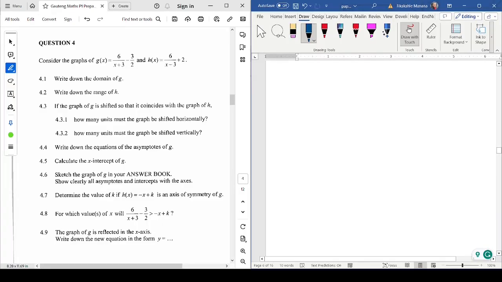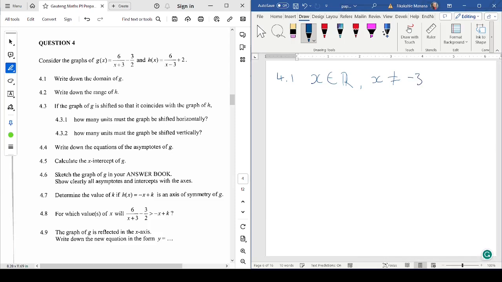Okay, question 4, here we go. Consider the following graphs. I see G and I see H. It says write down the domain of G. Remember, domain has to do with the x. So this is 4.1. The domain is x is an element of all real numbers, except x cannot be equal to minus 3.